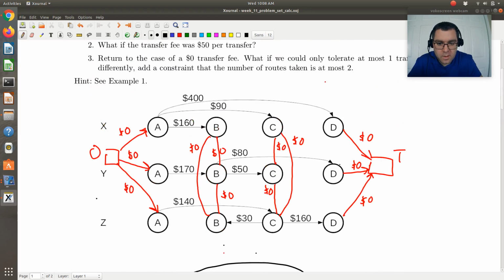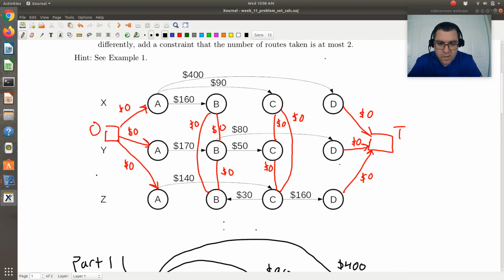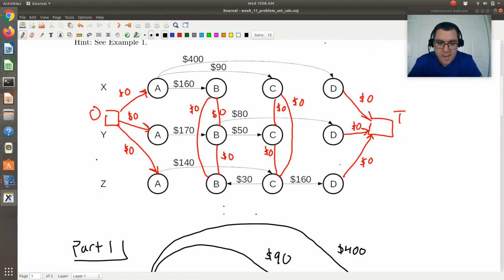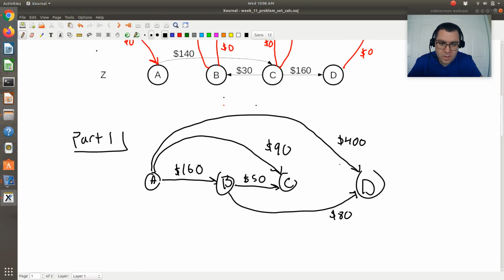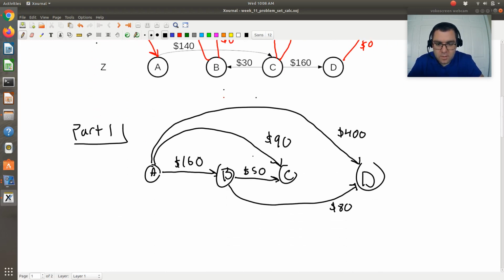Okay, and now let's look at C. The only flights leaving C are on airline Z, and I have C to B and C to D. C to B is $30, and C to D is $160.